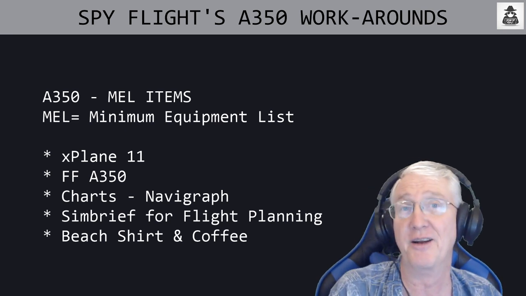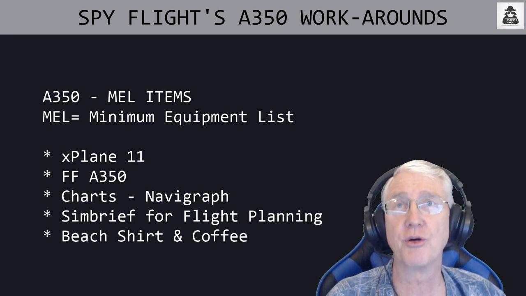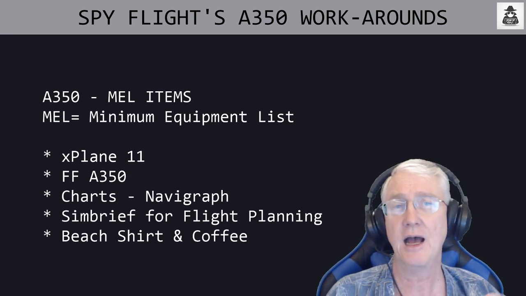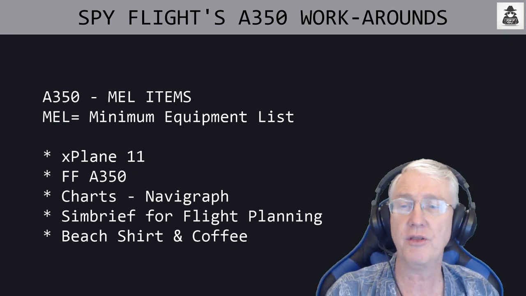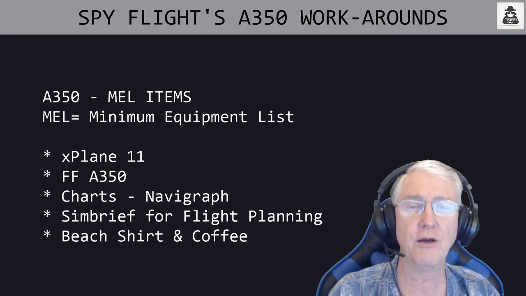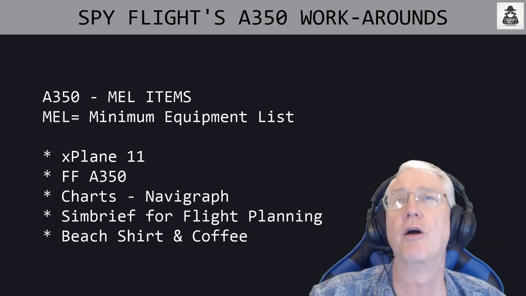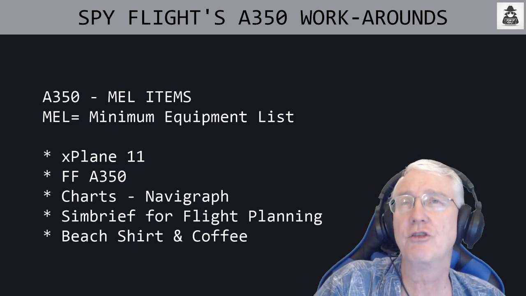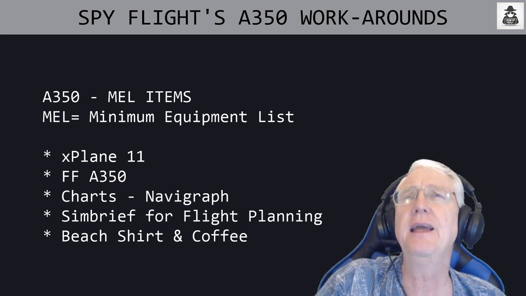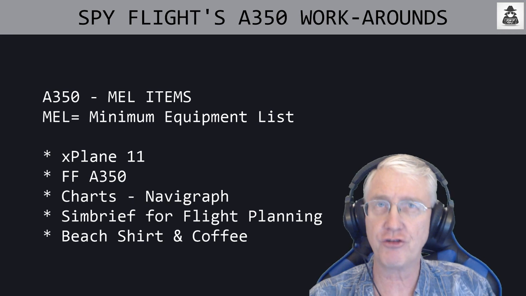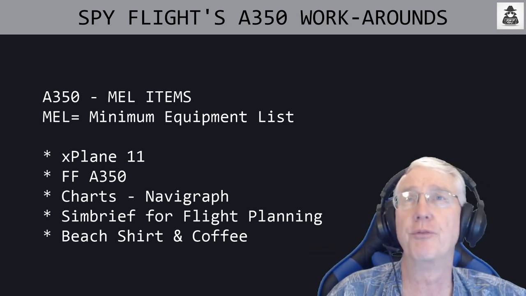First of all, you've got to be flying on X-Plane. The Flight Factor A350. I do recommend a charts program, a charts application. I use Navigraph. I pay for the subscription. And if you don't, there are other places to go, but you need a good set of charts for the airports that you're going to be going into to supplement what's going on in the airplane here. I also use SimBrief for my flight planning. SimBrief is free. And of course, you've got to have a beach shirt if you're going to fly along with me, and you've also got to have a cup of coffee. So those are the first parts.